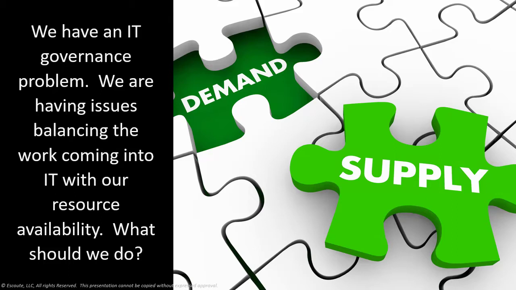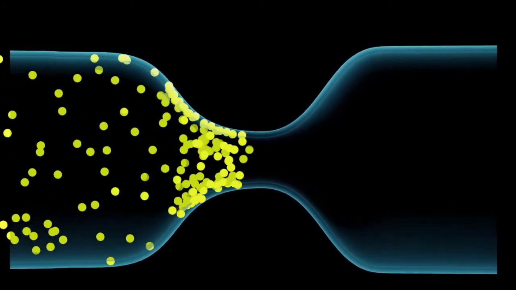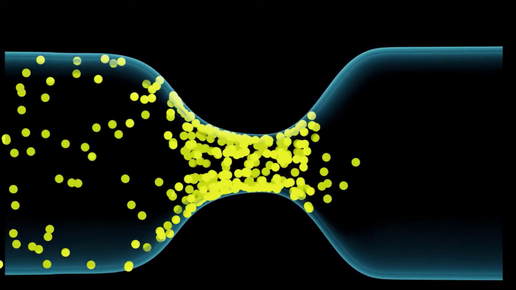"Hey, Mark, we have an IT governance problem. We're having issues balancing the work coming into IT with our resource availability. What should we do?" Folks, this happens on almost every project that I work on, and what I find is this: it's about how you manage your pipeline. Does this look like yours?